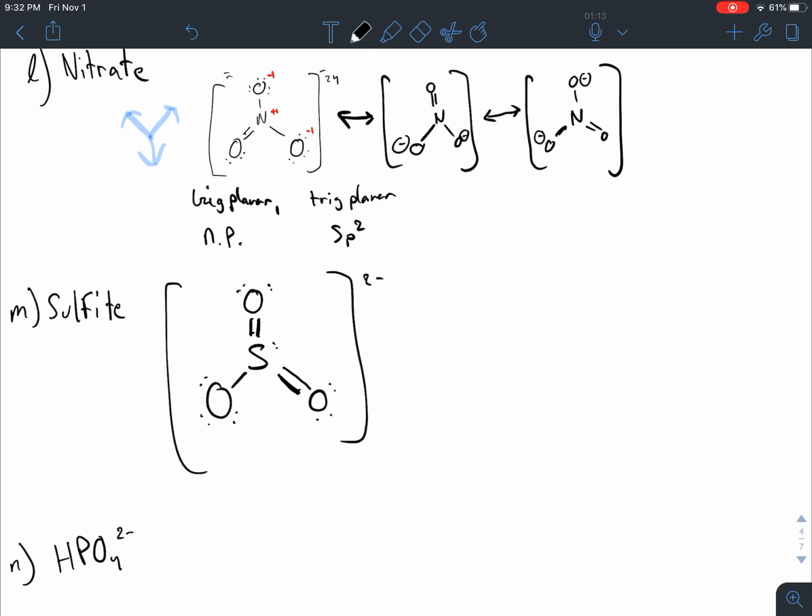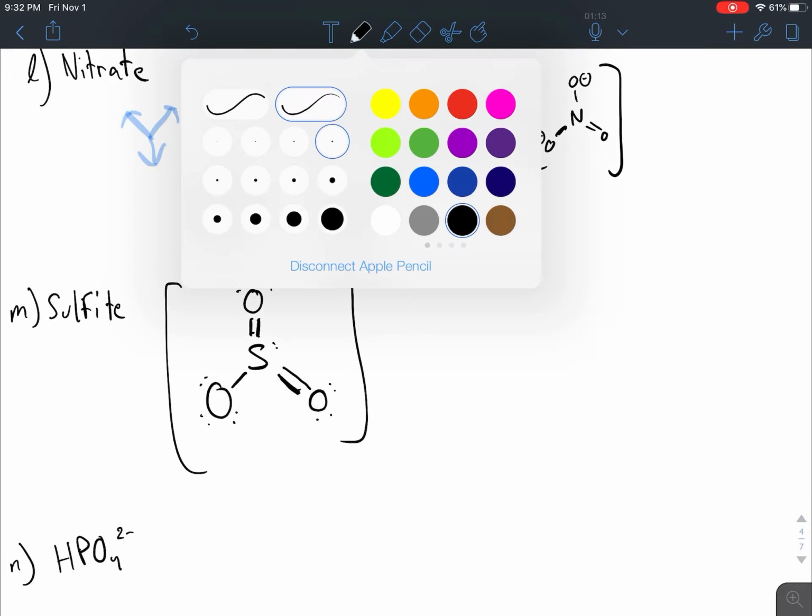And that looks like sulfite, maybe? One second. These are good questions. Do I have the right amount of electrons? Yeah. So this is good.